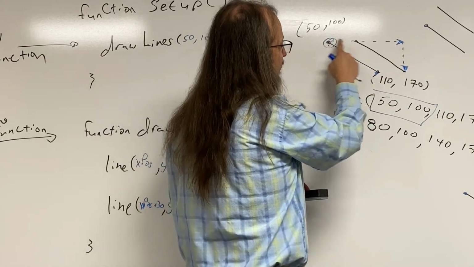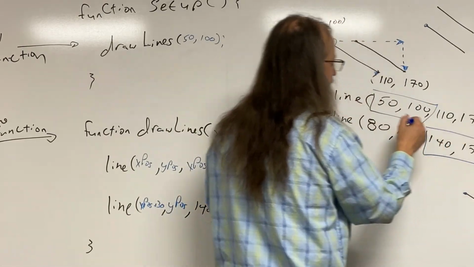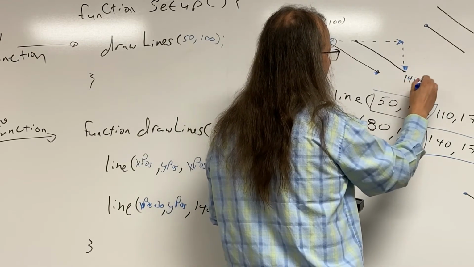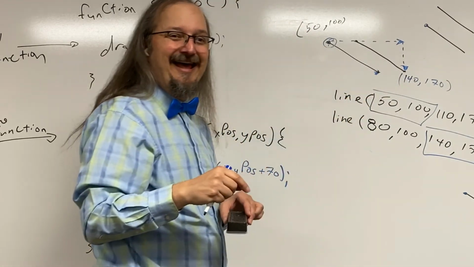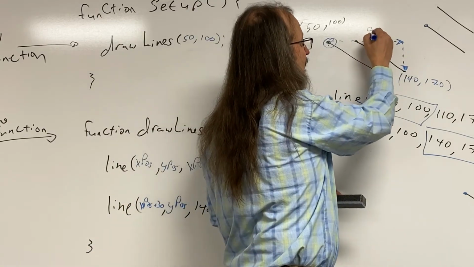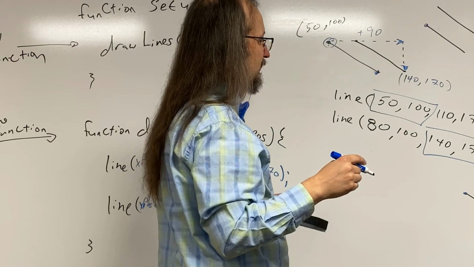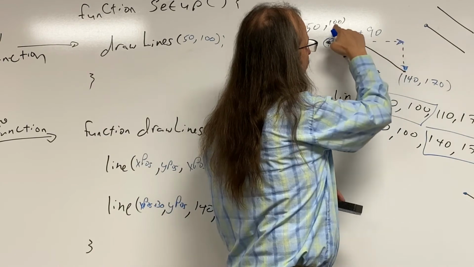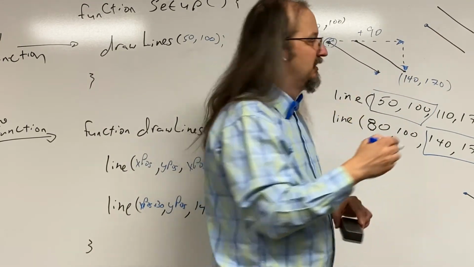So to get from 50 to, I'm going to get these out of the way so we can see what we're doing. We're going to 140, 170. So to get from 50 to 140, how much do I have to add to 50 to get to 140? I got to add 90. And then to get from 100 to 170, how much do I have to add? I have to add 70.